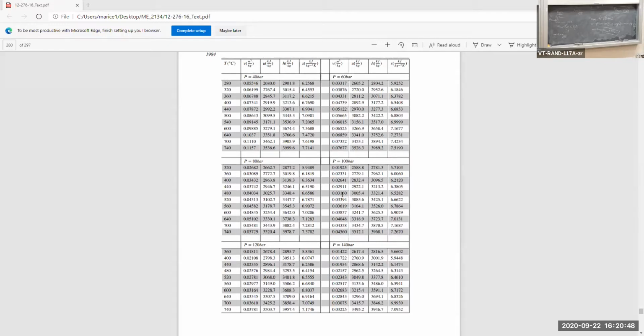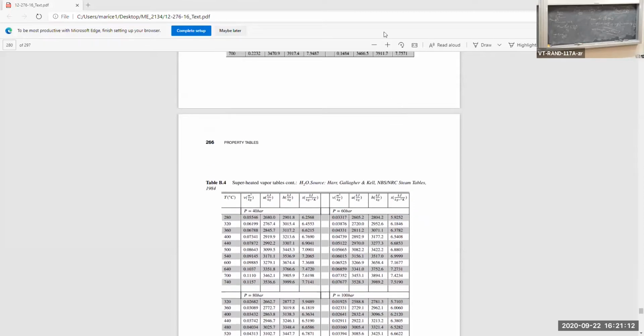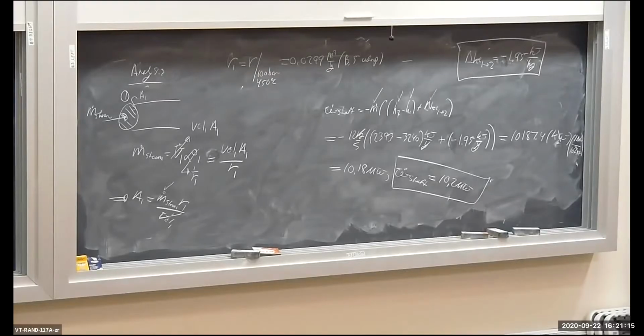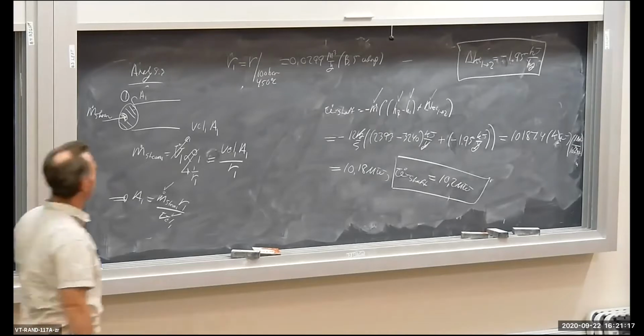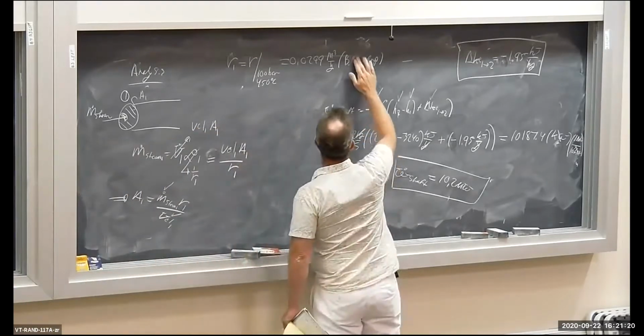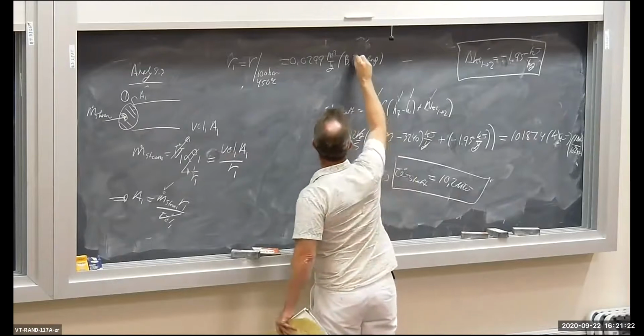I have 0.0297 cubic meters per kilogram, and that is interpolated from table B4. Is it B5? I'm sorry, B4. Okay, so I interpolated the specific volume. That's from B4, interpolated.